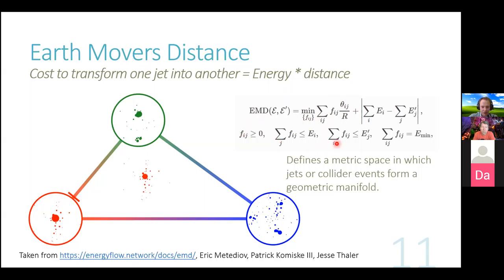And then these are just various constraints, you know, energies are conserved. These are constraint equations. And this literally defines a metric space in which jets or collider events form an actual geometric manifold. It satisfies, critically, the triangle inequality. I think that's the only non-trivial thing. And so one can literally think of each jet as a point in a space, and then the collection of all jets forms some real geometric manifold, with the distance between jets defined by this quantity. Okay.